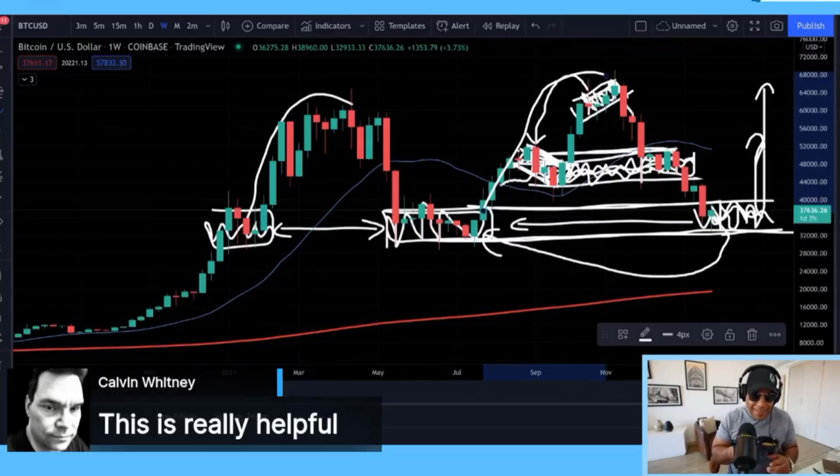Does it make sense? You got this so far? How to pick a zone that it should start to stabilize in. All right. Very powerful stuff, guys. Very powerful stuff.